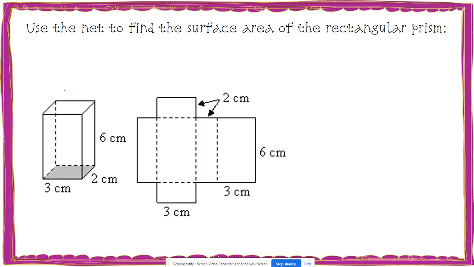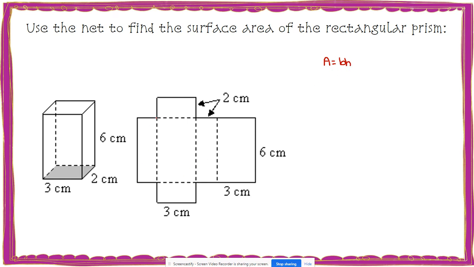In this figure, we have a rectangular prism, and you can see that the rectangular prism has been unfolded into a net here. We are going to use this net to find the surface area of the prism. To find surface area, we need to find the area of each face or each side of this figure. I know that because this is a rectangular prism, every face is a rectangle. So every face is going to have an area that is found by doing area equals base times height.